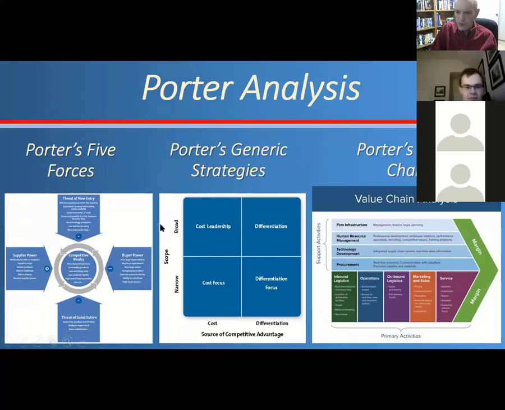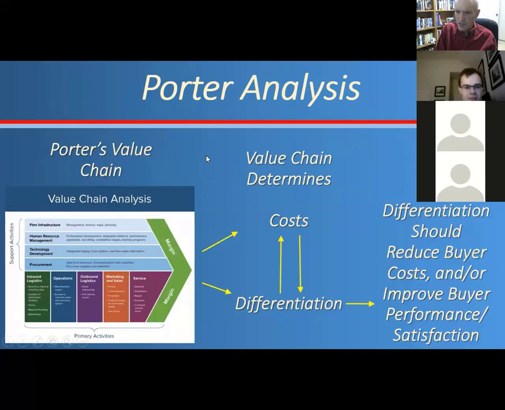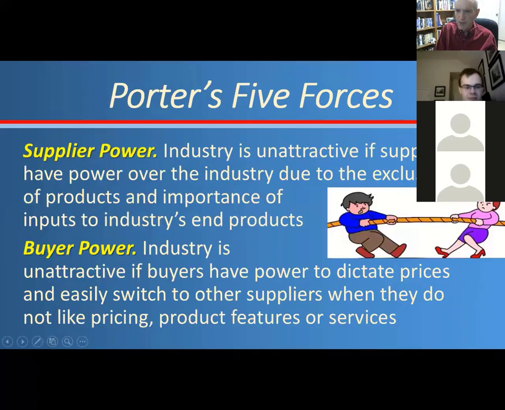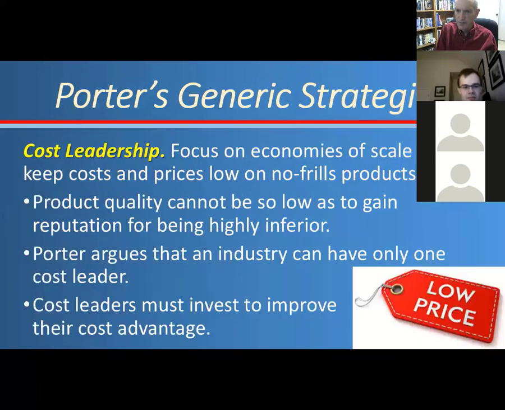So Porter 5 forces, you'll talk about your industry. Generic strategies, usually talk about a company with them, but I want you to think about your industry with them. So there's 4 of them. There's cost leadership, there's differentiation, there's cost focus, and there's differentiation focus. So those are the 4 that you have. So cost leadership is economies of scale, the low cost provider. And as Porter says, there can only be one in the industry.